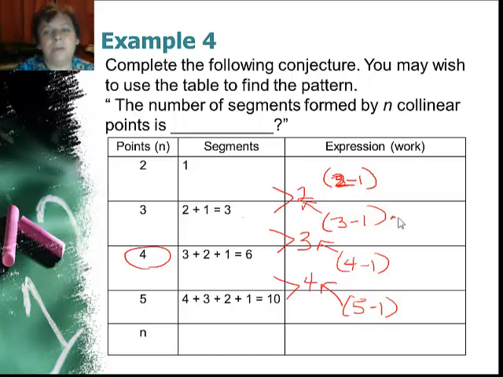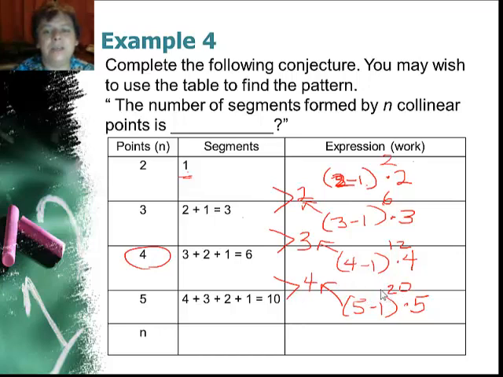I could try multiplying it by n, right? That would be 2 times 3. Let's take a look at this. Multiply it by n. All right. 2 minus 1 is 1 times 2 is 2. Maybe I just need to add or subtract a 1. Let's try it. So here I'm getting a 2. Here I'm getting a 6. Here I'm getting a 12. And here I'm getting a 20.